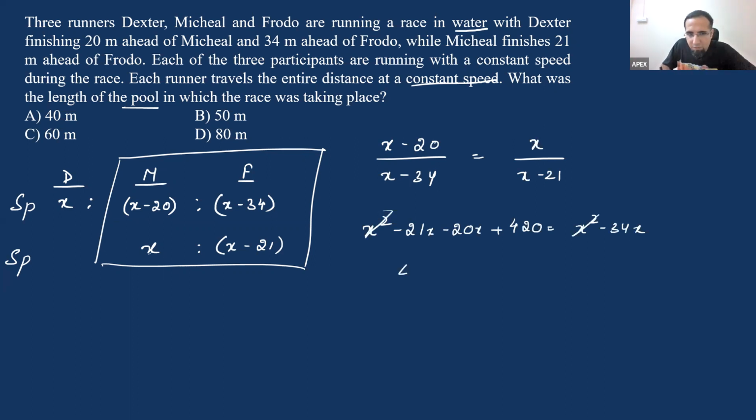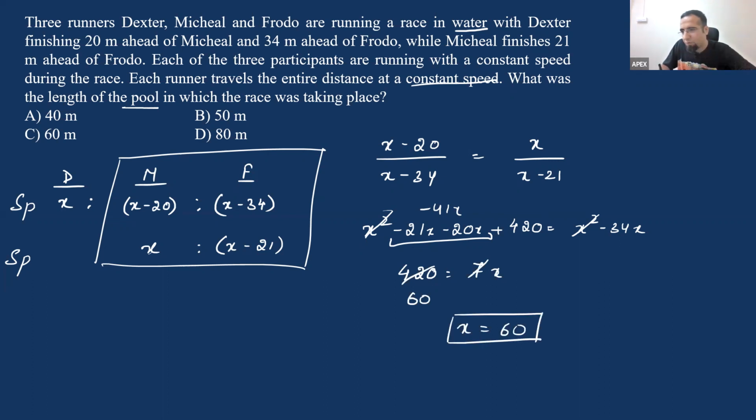So we have a plus 420 here. So this is a minus 41. Going on my right becomes a plus 41, which gives me 7x, or the value of x is equal to 60. And we have assumed that x is the length of the pole. Clear? And therefore the answer of the length of the pole becomes 60.